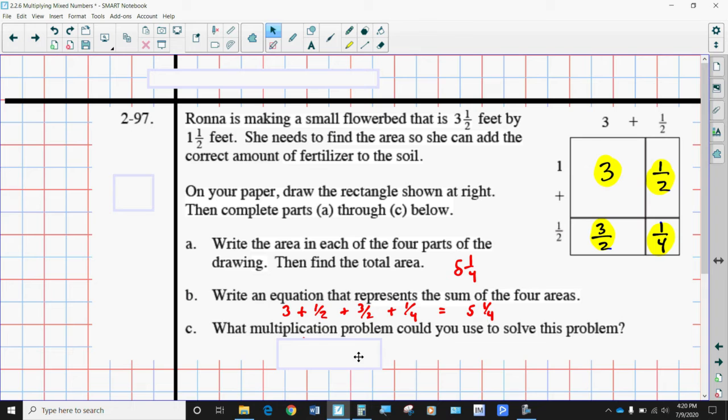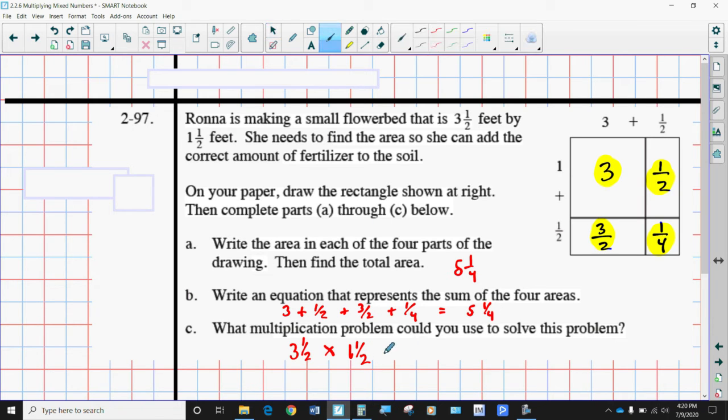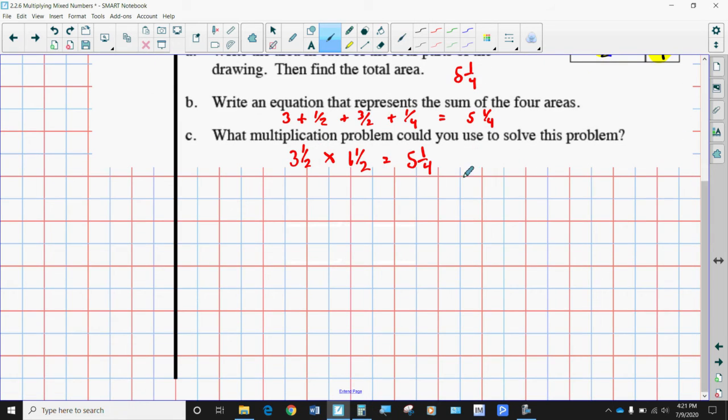So what multiplication problem would you use for this problem? And that's the multiplication problem. 3.5 by 1.5 is the same as saying 3.5 × 1 1/2 is equal to 5 1/4. Okay, now I want to point out a very common mistake. This will probably show up as a stoplight problem, but this is really important to understand.